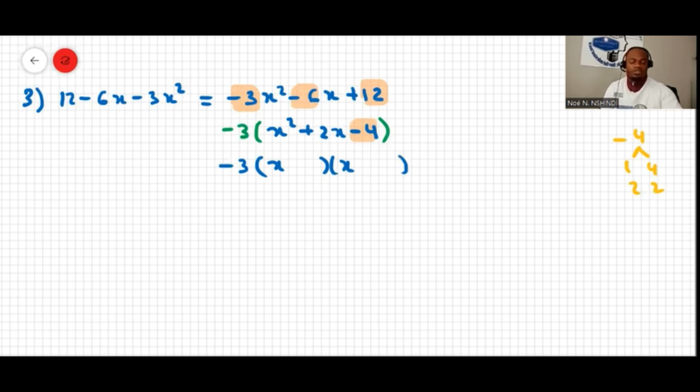Now I need to find the values that I can place in here. Let's see which pair can make a sum equal to the coefficient of the middle term, +2. With 1 and 4, we cannot get +2. Neither will 2 and 2 make +2. So this means we stop here when we factorize this expression. This is the final answer. We cannot factorize this trinomial; we call it a prime trinomial when we cannot factorize.